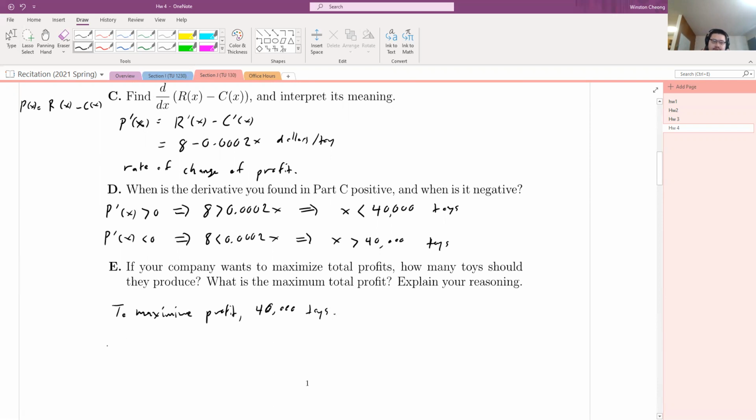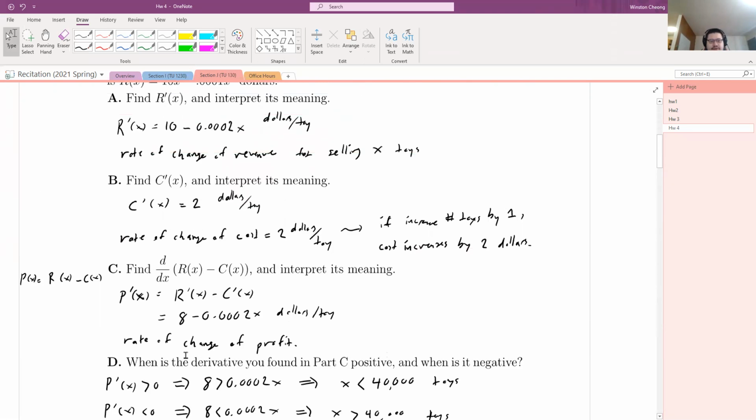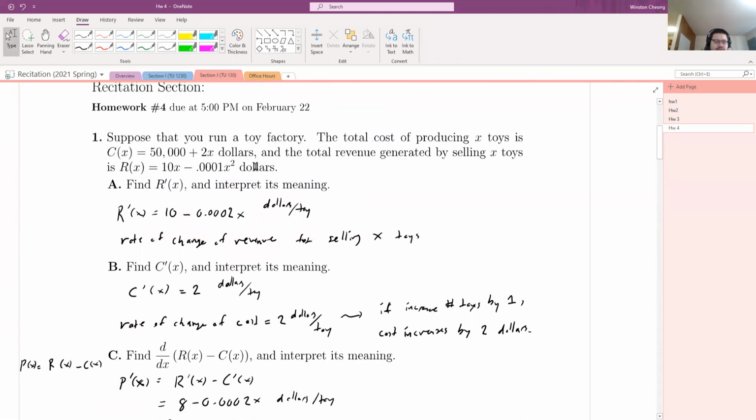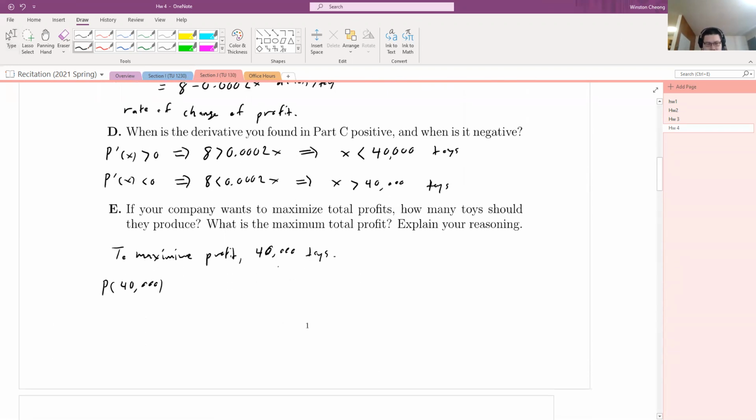And then to figure out what is the total profit, well, you want to plug that into a profit function, which we sort of have. We have it as revenue minus cost. We didn't actually write an explicit profit function, but we can just plug it into revenue, plug it into cost, subtract the two. So when you do that, you'll get 240,000 minus 130,000, which will give you 110,000.